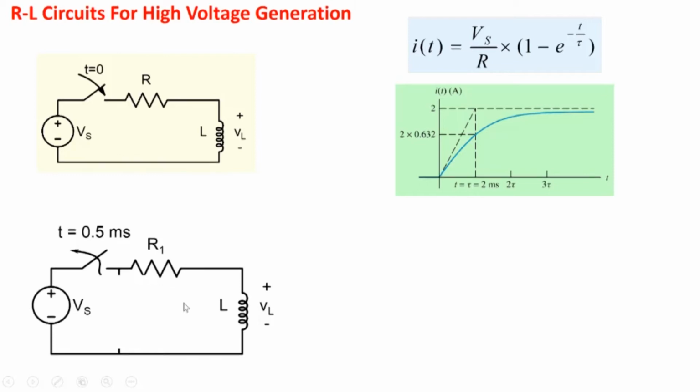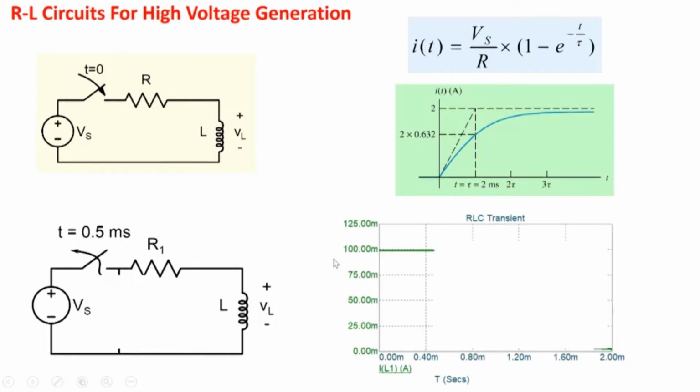Let's see an example: let's say Vs is 10 volt, and R1 is, let's say, 100 ohms. So maybe 100 milliamperes is flowing till this particular point of time. So when we suddenly open the switch, let's add a resistor R2. The current will continue to flow through R2, right? Now R2 provides a path for current to continue to flow.